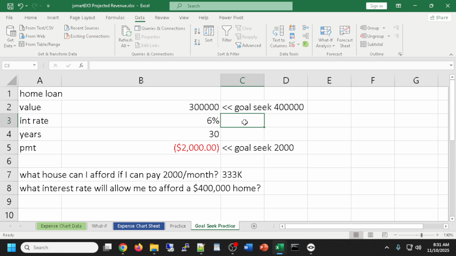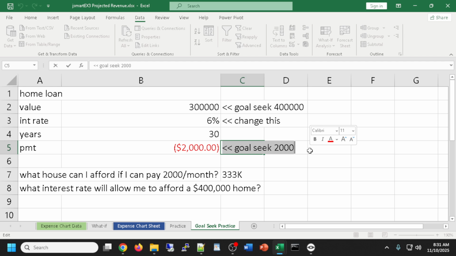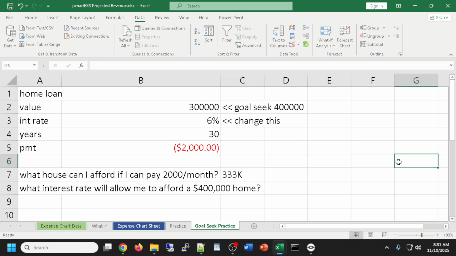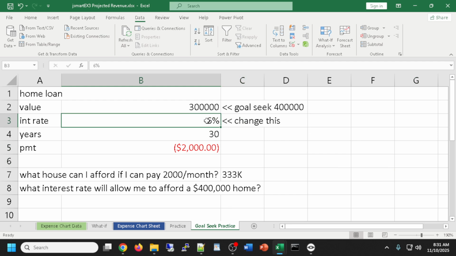And this is the change. And this is knowing what I can afford now, so that no longer becomes my goal seek. I'm goal seeking on a different value, what interest rate. Usually the number I'm trying to figure out what it should be, that's the number I'm goal seeking on.